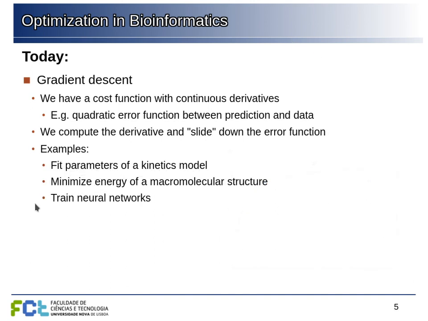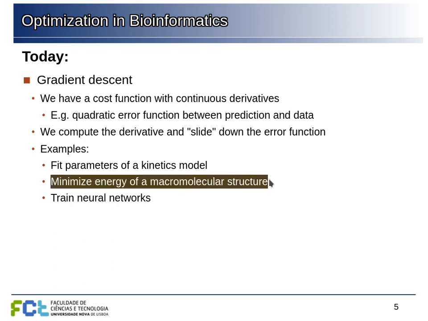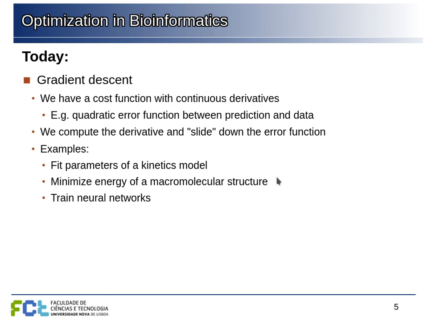Examples of this are fitting parameters of a model, for example, a kinetics model. We're going to see this example. It can be used in structural bioinformatics for minimizing the energy of a macromolecular structure. We can compute the derivative of the energy function with respect to moves in the positions of the atoms or in dihedral angles, and then keep adjusting iteratively our structure to minimize the energy. It's used for training artificial neural networks, for example. We're going to talk a bit about those in a few lectures. So there are several applications of gradient descent in bioinformatics.